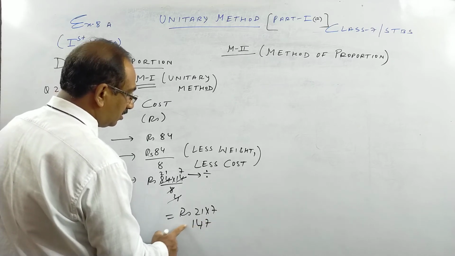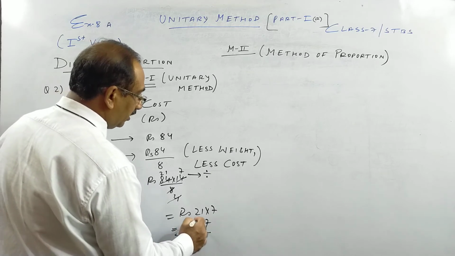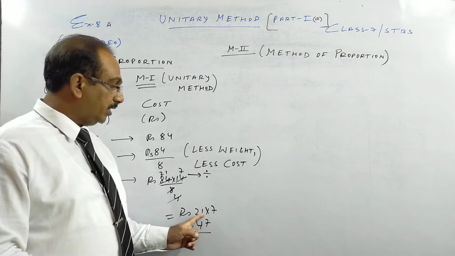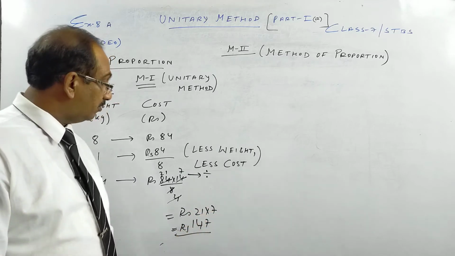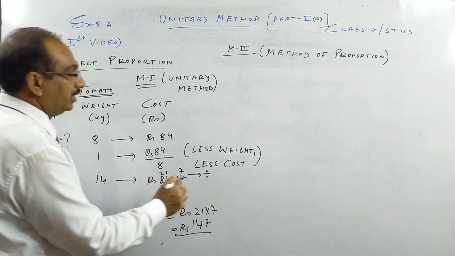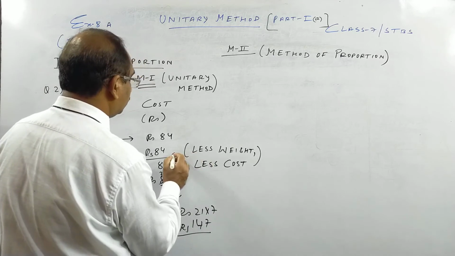2 7s are 14, 1 7 is 7, so you will get 147 rupees. Okay, you can multiply by the traditional method or mental maths. What I do, 21 is 20 plus 1, 2 7s are 140, 1 7 is 7. So once more, the cost of 1 will be less, we divide.